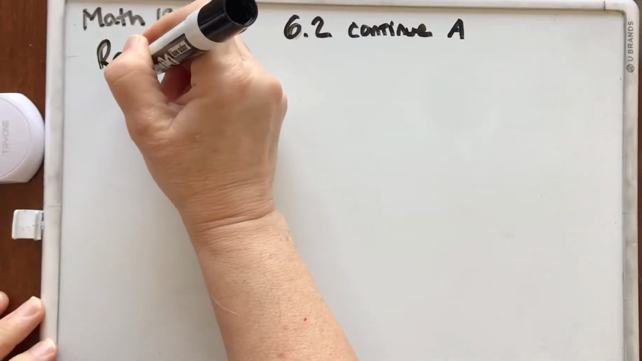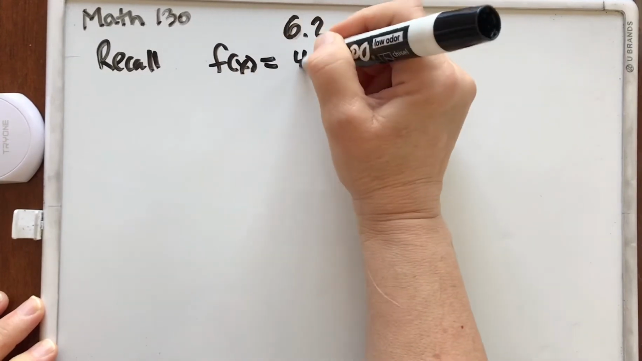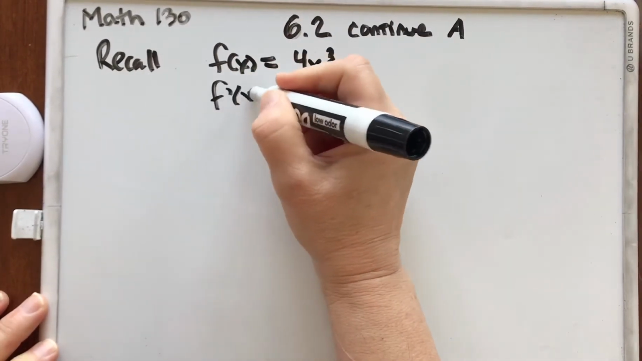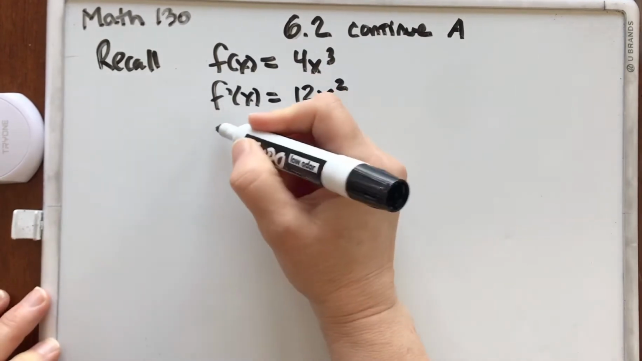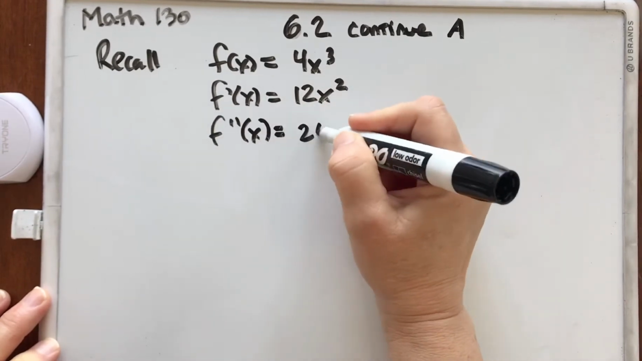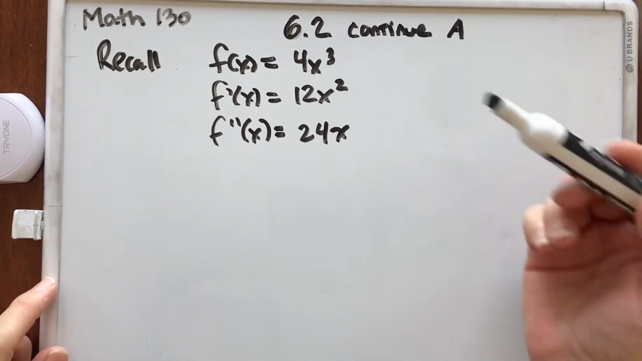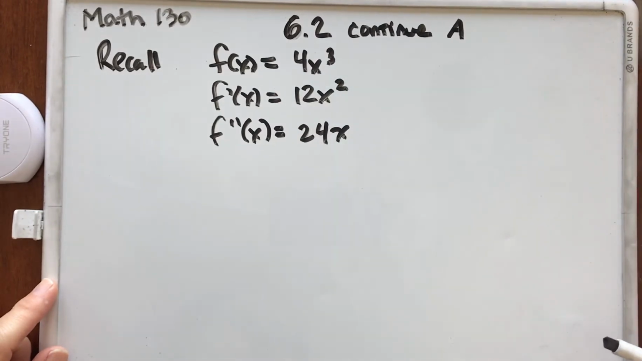Okay, so recall, if we had f of x equals 4x cubed, we could take the derivative of that, and that's 12x squared. Then we could take the second derivative, and we would continue, and that would be 24x. We can do the same thing with partial derivatives. We can take the first partial derivative and then the second partial derivative. So let's do an example of that.